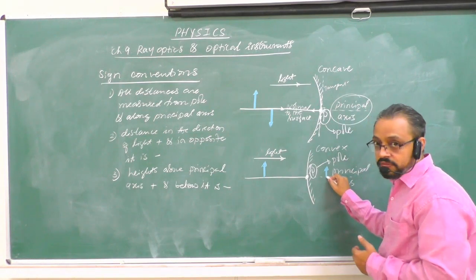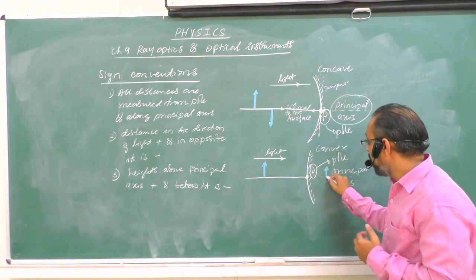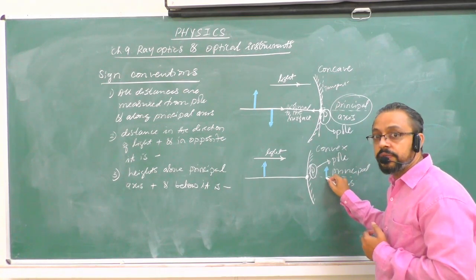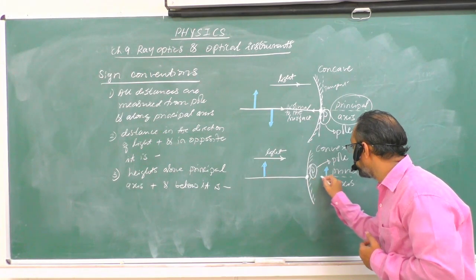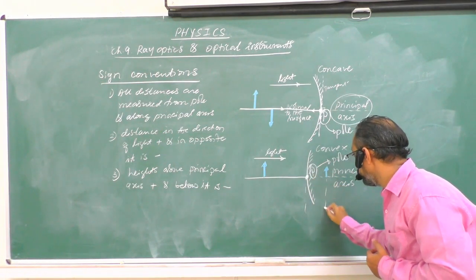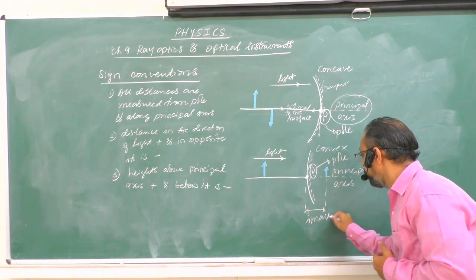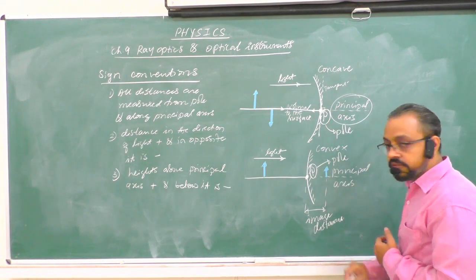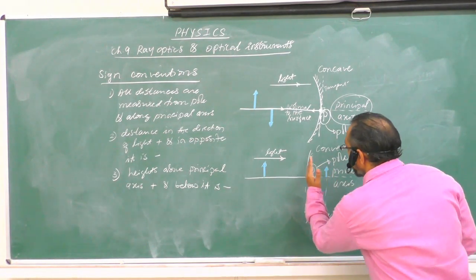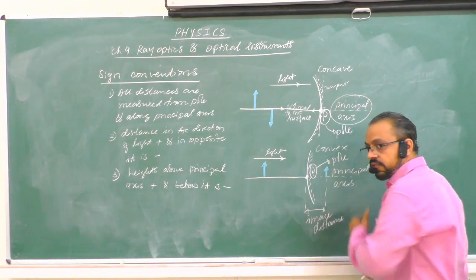Say it's an image of the object. If you want to measure the distance of this image from the mirror, I have to measure this distance. This is called image distance. So this image distance is measured in this direction, from the pole to my right.